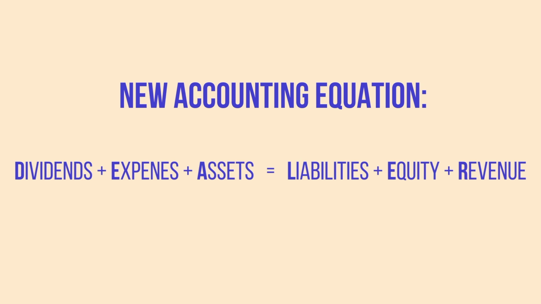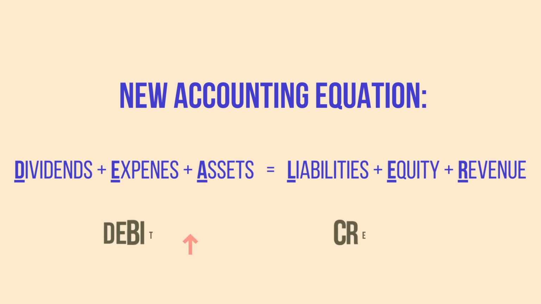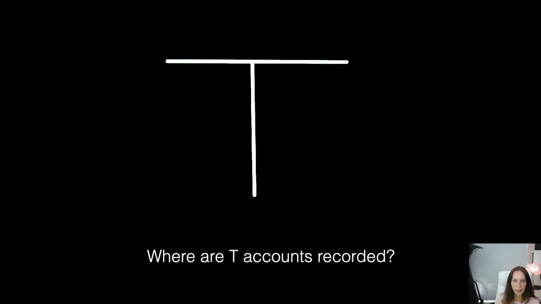And if you put it all together, you can think of DEA equals LER. DEA are increased by debits and LER are increased by credits. So let's talk a little bit more about the T account. What is it really and where does it live?